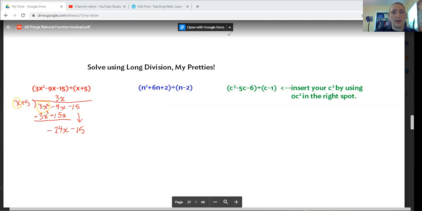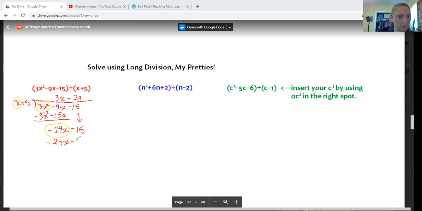So now I'm thinking to myself, what do I do when I've got x, and I don't want to look at 3x squared anymore. I want to look at negative 24x. How do I turn an x into a negative 24x? Well, I multiply it by negative 24, right? And now we have the fun task of doing this. So negative 24 times x is negative 24x.